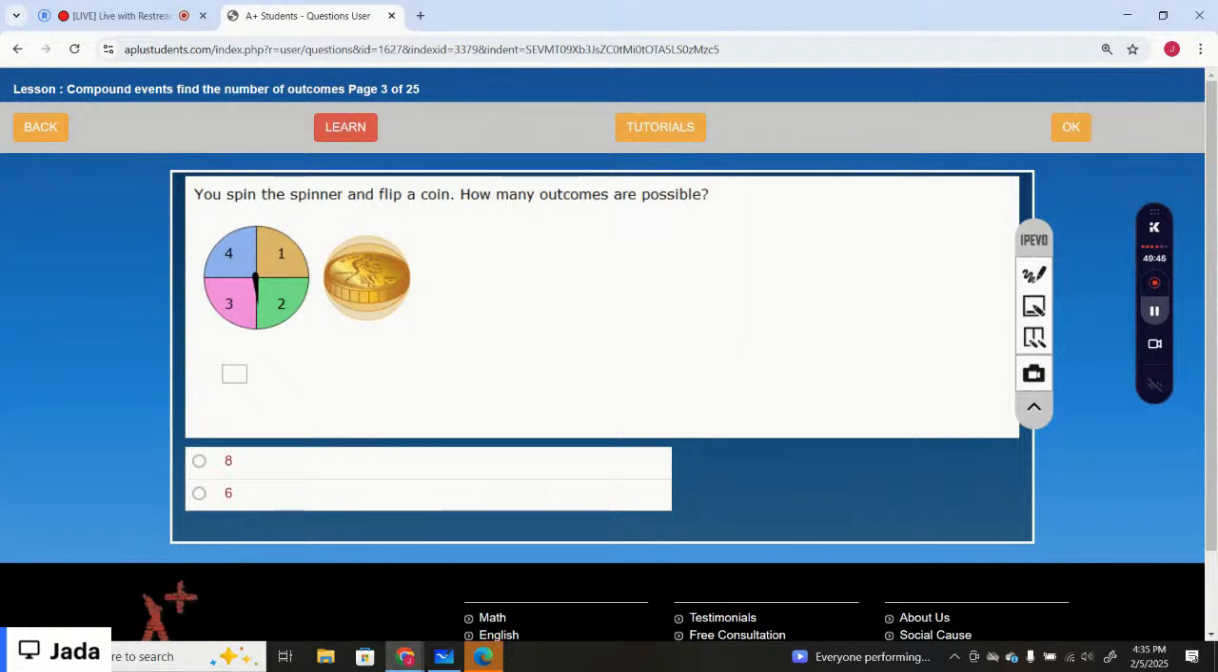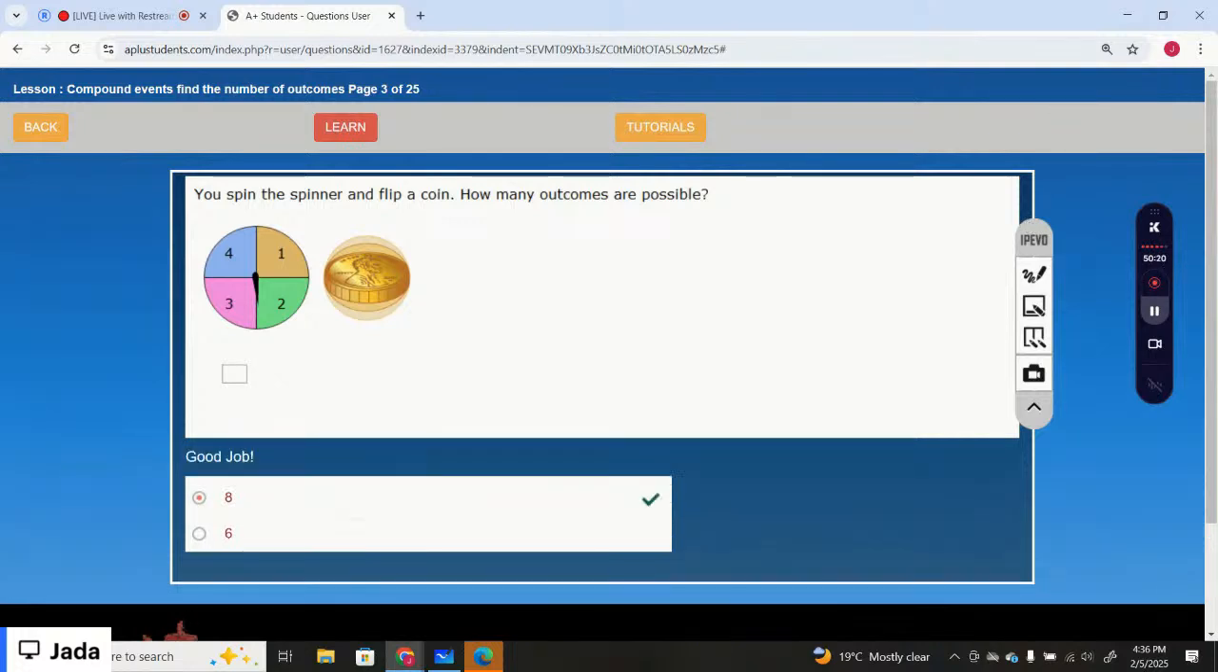You spin the spinner and flip a coin. How many outcomes are possible? That is 4 times 2. The correct option is 8. Option number 1 is the correct option.